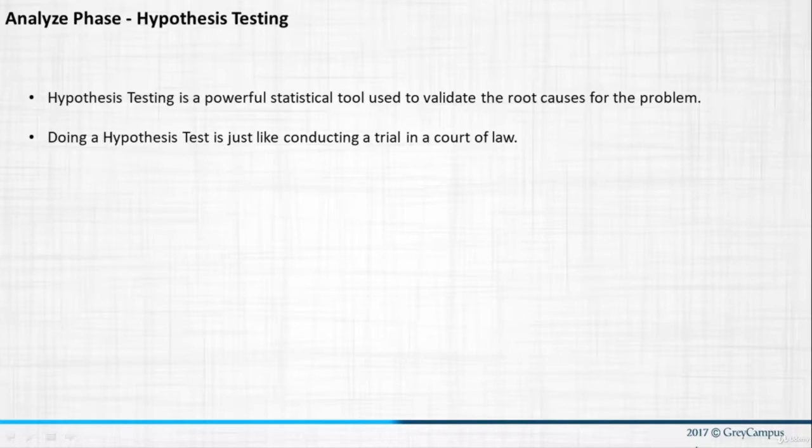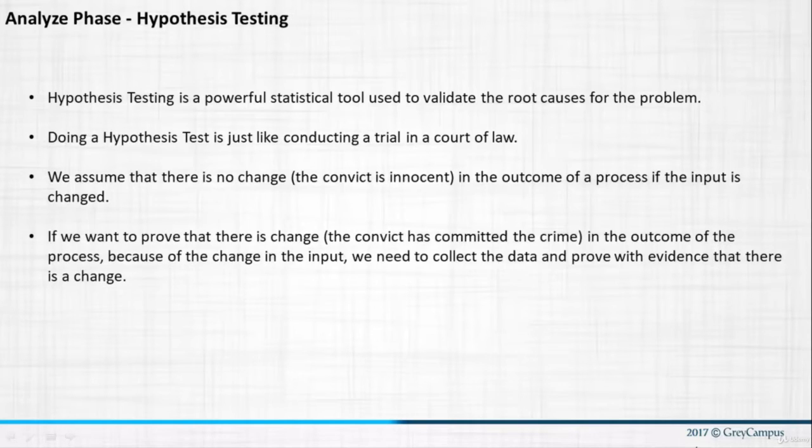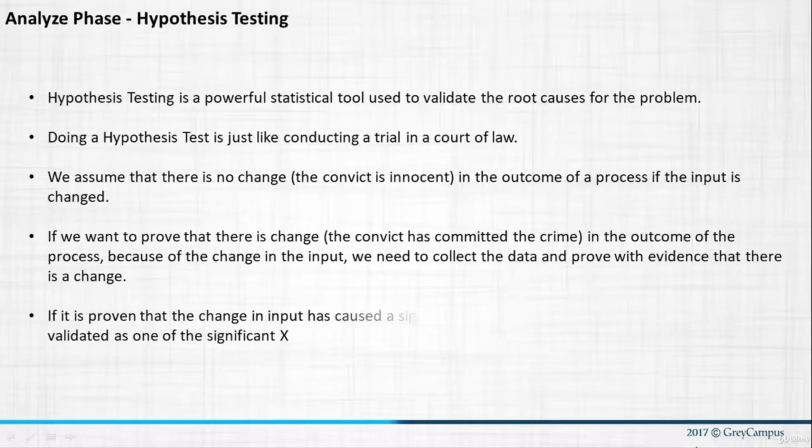Hypothesis testing is often paralleled with conducting a trial in the court of law, meaning that we always assume that there is no change, just like a person is presumed innocent until proven guilty. What we're trying to do is prove beyond a reasonable doubt that something is so statistically unlikely that it could not have happened by chance.